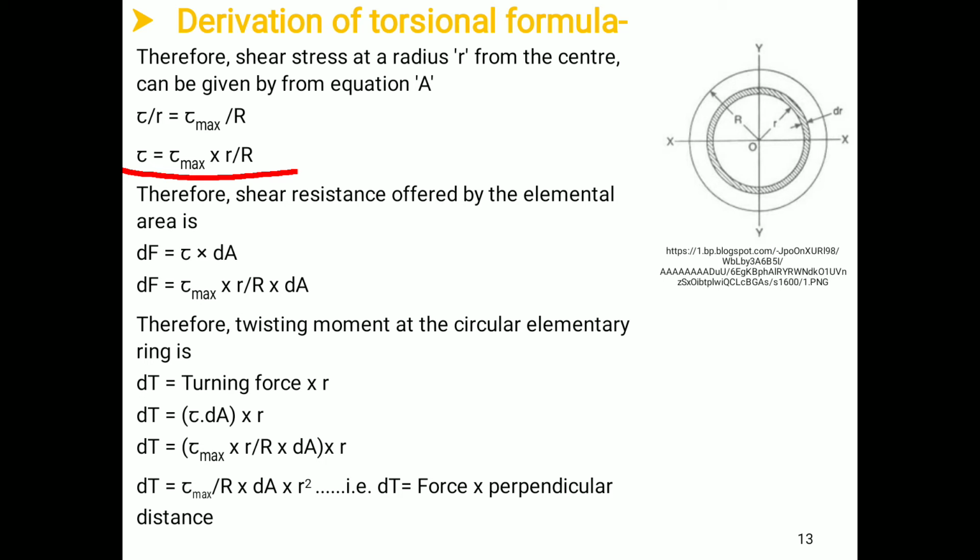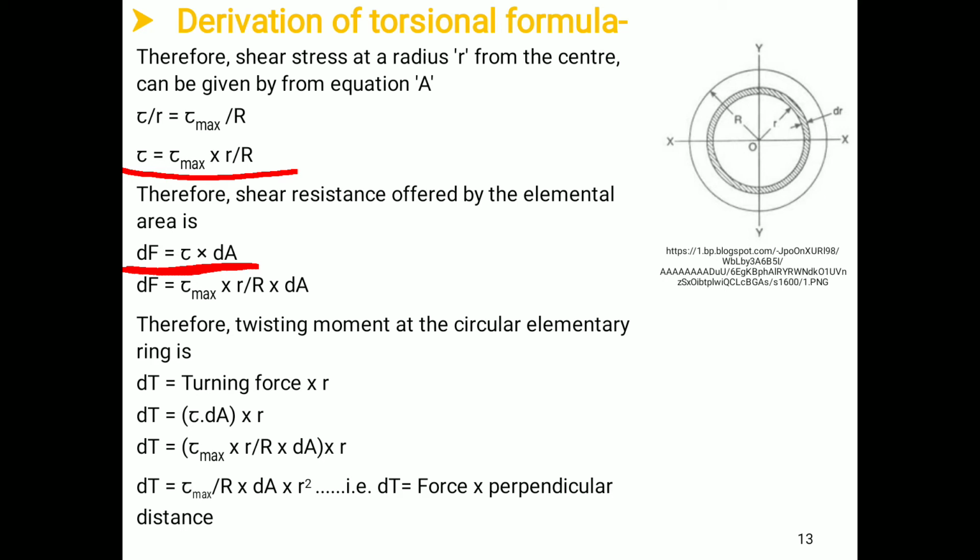Once you know the value of shear stress, we can easily find out the value of force also, because shear stress is equal to force upon area. Therefore force is equal to shear stress into area. Now as we have concentrated on a small annular ring, we have to consider dF, because it is a small part of the entire circular cross section. Therefore dF is equal to tau into dA.